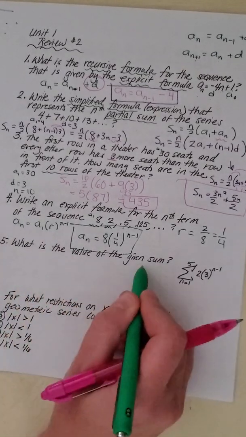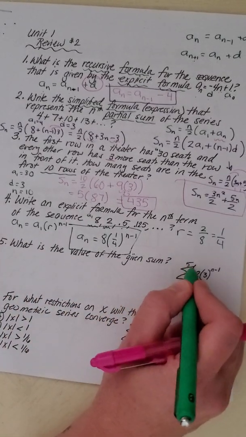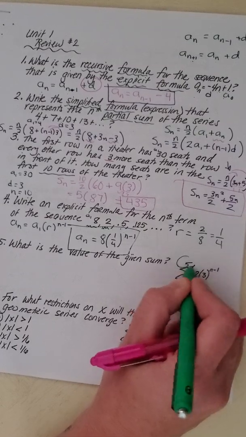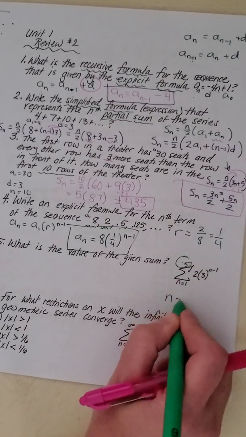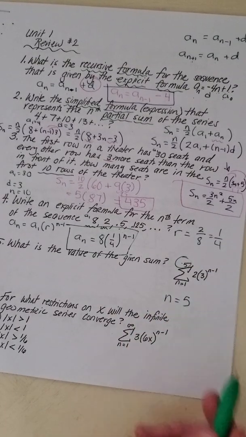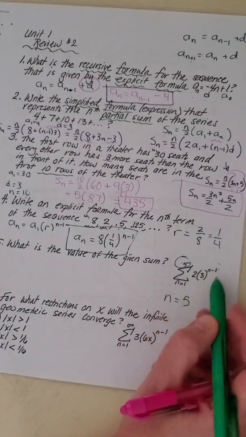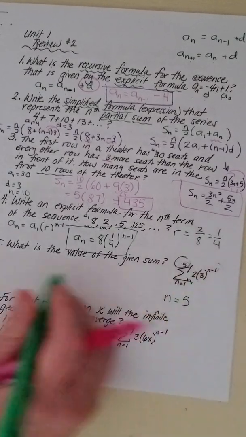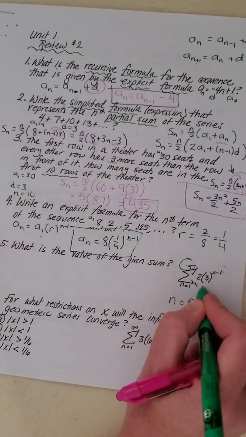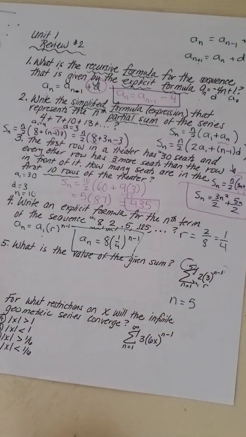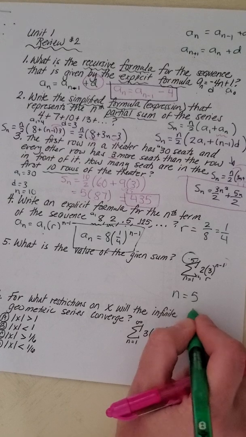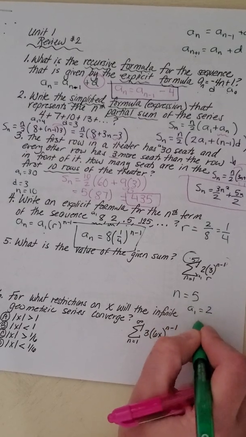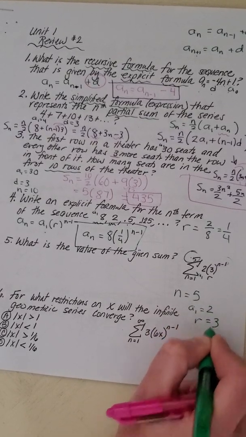All right, next, what is the value of the given sum? All right, they want us to find the sum of the first 5 terms. So from 1 to 5, that means that we're finding the first 5 terms of, this is a geometric again. This is my a1, again, just like here. And this is my r, common ratio of 3. So n is 5, a1 is 2, and r is 3.